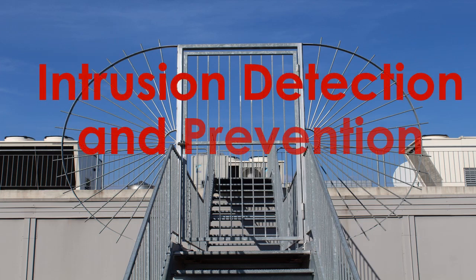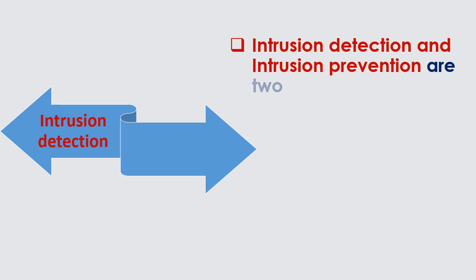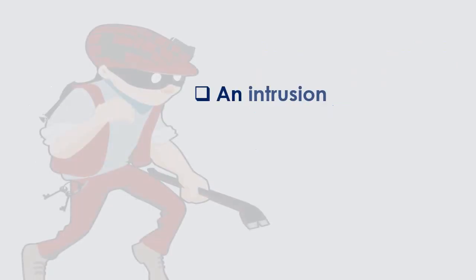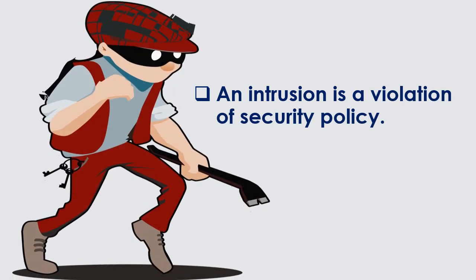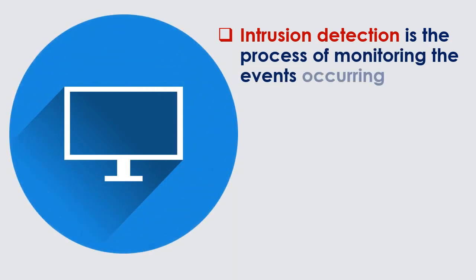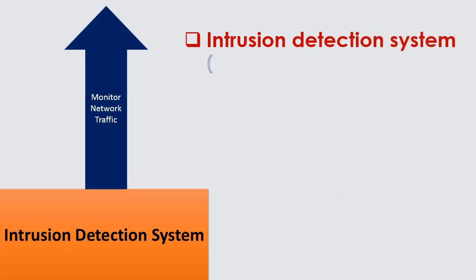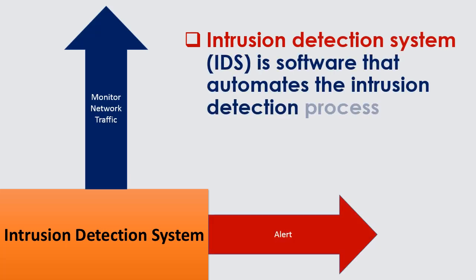Intrusion Detection and Prevention. Intrusion detection and intrusion prevention are two separate but essential concepts. An intrusion is a violation of security policy. Intrusion detection is the process of monitoring the events occurring in a computer system or network. Intrusion Detection System, IDS, is software that automates the intrusion detection process.